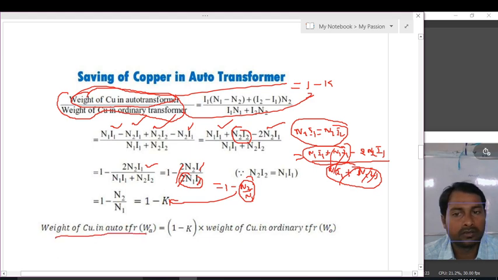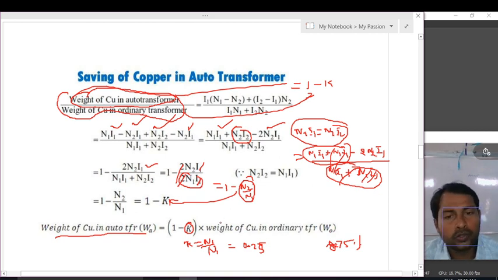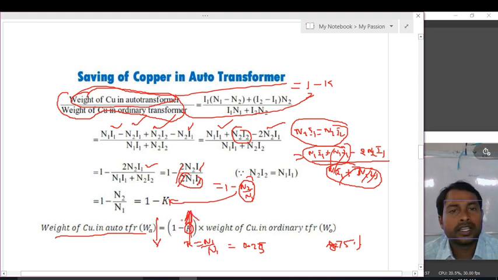This is the final one. Weight of the auto transformer is (1 minus K) times the weight of the two winding transformer. K is nothing but the transformation ratio, K = N2 by N1. If K is 0.25, then 0.75 means 75% of the copper is utilized compared to the two winding transformer. If K increases, the weight of the auto transformer decreases. So the auto transformer weight depends on K only.